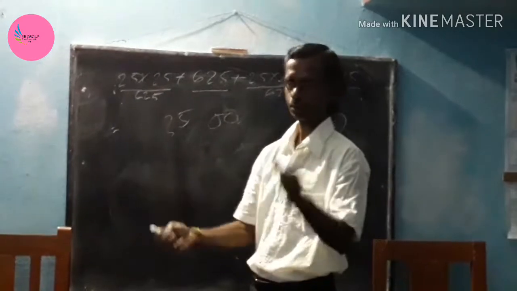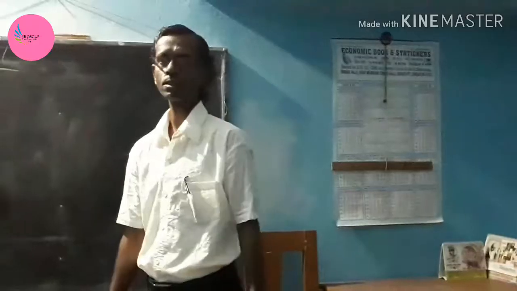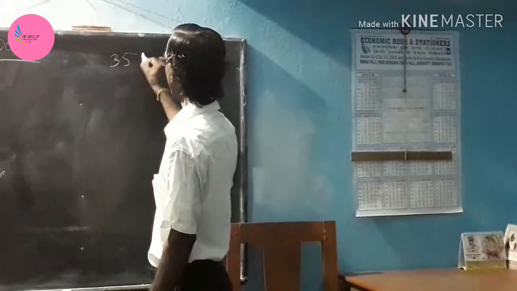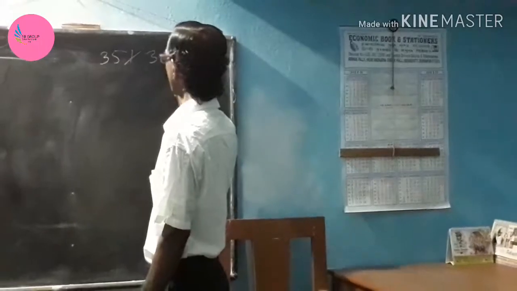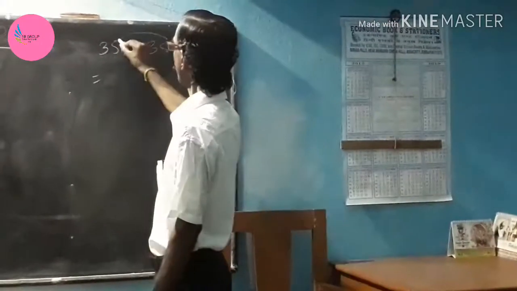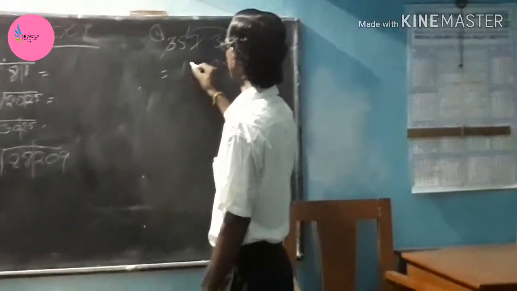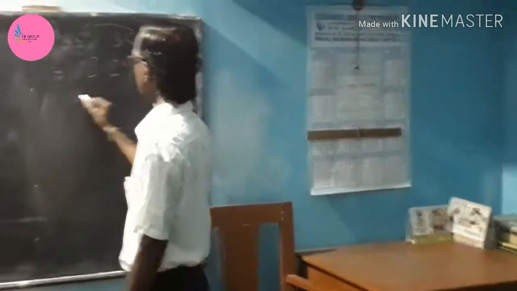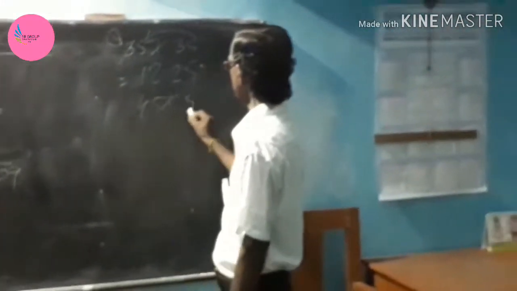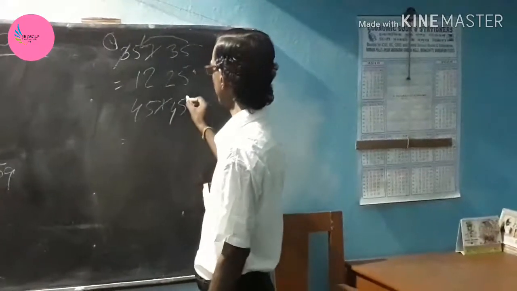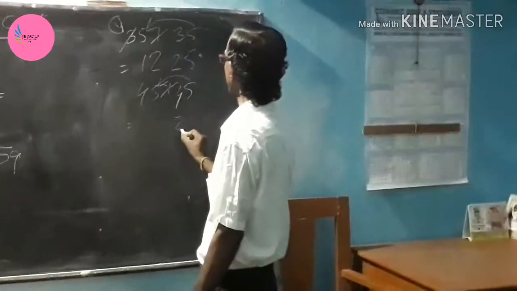Okay, next one. So 25 multiplied by 25 is how much? In that type it is very simple. If you get 35 multiplied by 35, what will we do? 5 times 5 is 25. And the 3, cut and write down the number above it. So 3 fours are how much? 3 fours are 12. Suppose you get 45 multiplied by 45, how will we calculate? Very easy. 5 fives are 25. 25.